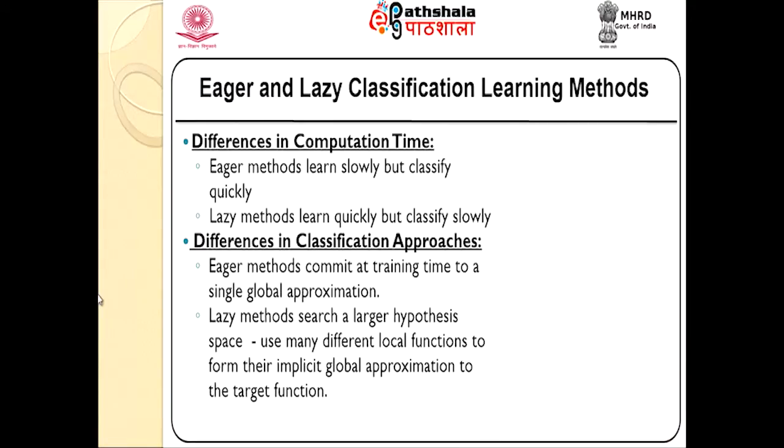Lazy methods, on the other hand, search a larger hypothesis space. We have already looked at this: the hypothesis space, and then searching for a particular hypothesis. So, it tries to find many hypotheses and uses local functions to form an implicit global approximation of the target function. That is why it takes more time. So, the lazy method does not have a single global approximation; it uses different local functions according to the test instances and tries to form an implicit global approximation which suits the target function.